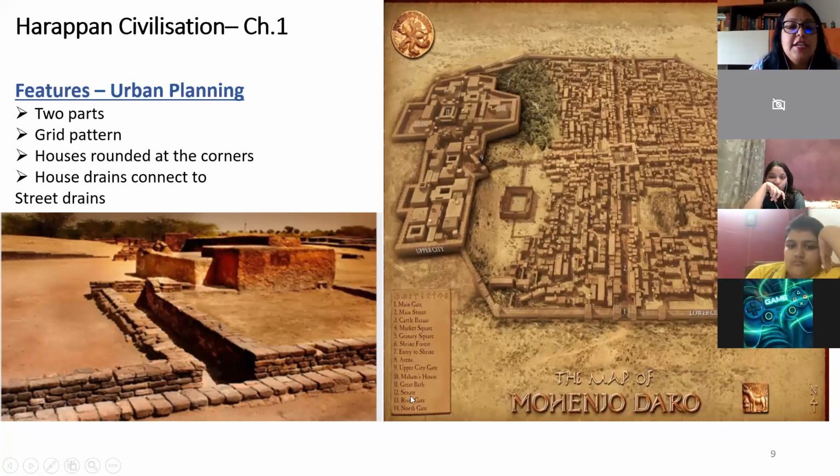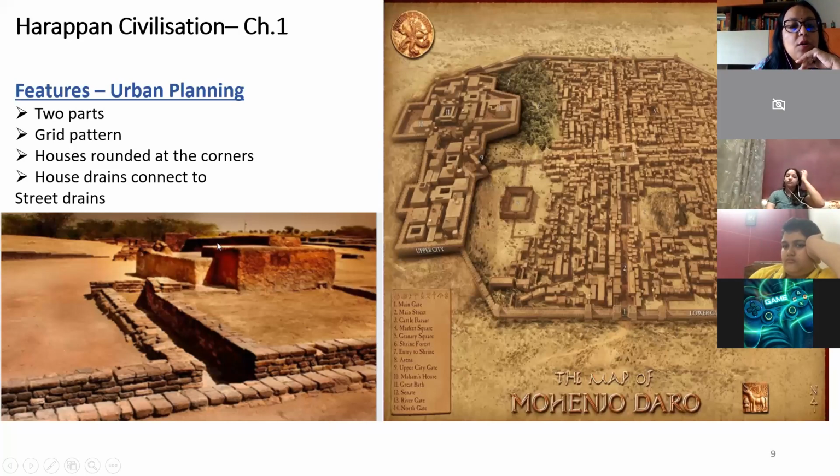Then the house drains. Every house had a washroom. They were very clean, hygienic people. Even today in some villages in India, it's so sad that they don't have washrooms in their houses. But in 2500 BC, in those days itself, they had washrooms in their houses. In their backyard, behind the house, they had a washroom. And if you have a washroom, you'll have dirty water. So the dirty water went into the drain. Now this is the drain. Can you see in this picture?